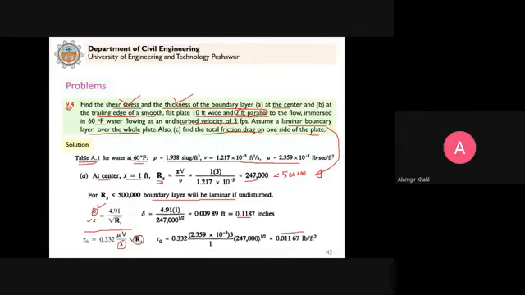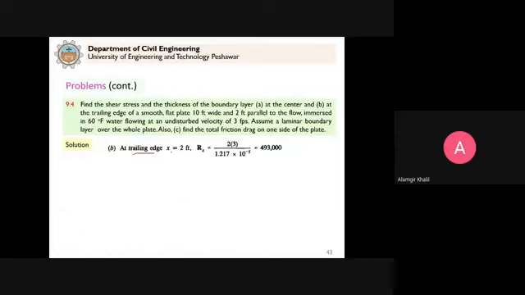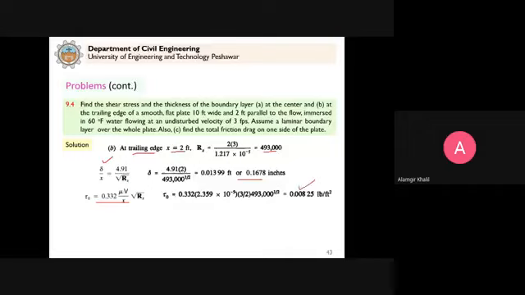Second is part B, is at the trailing edge. Trailing edge means end of the plate, 2 feet. So when we have 2 feet, you can see that the thickness will be more. As you earlier saw, when the distance increases, thickness increases. What happens to shear stress? Decreases, because you can see shear stress and X are inversely related. So for the trailing edge, X is equal to 2 feet, Rx will be equal to this, and then you can use this to calculate the thickness of the boundary layer. You can see more than the previous case, and the shear stress we can calculate using this expression. So shear stress is less as compared to the previous one.